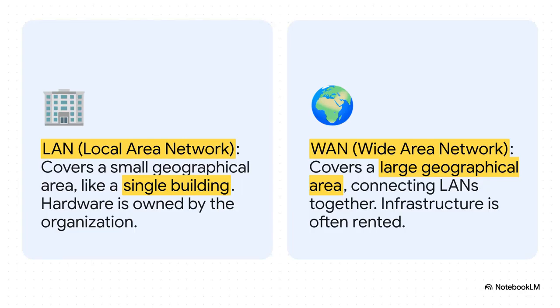Now, our data is going to travel across two main types of networks on its trip. It starts its life on a LAN, a local area network. Just think of the Wi-Fi in your house or the network at your school. It's local. But to get out into the big, wide world, it has to jump onto a WAN, a wide area network. And the biggest, most famous WAN of all is, of course, the internet.